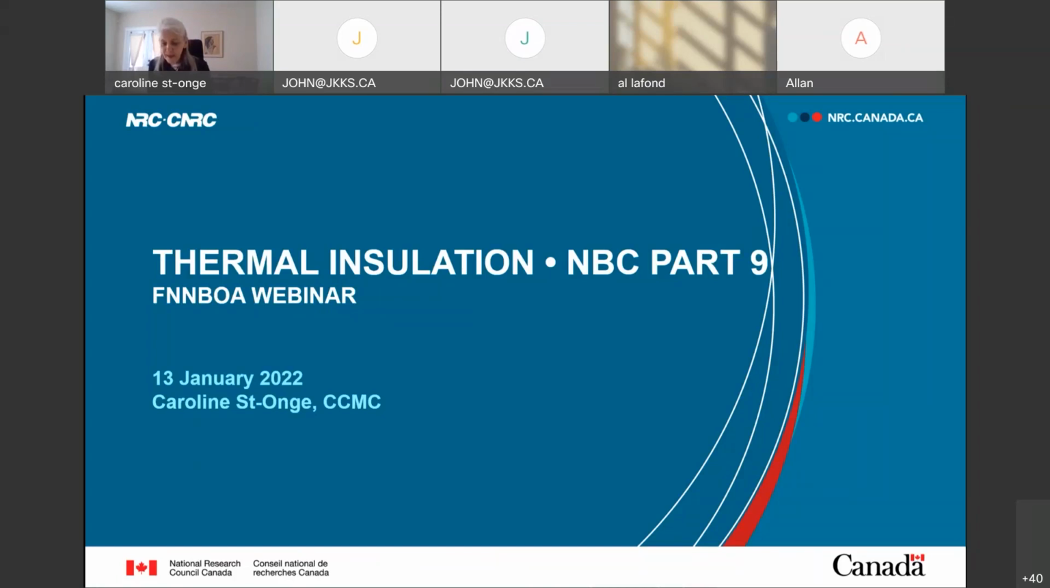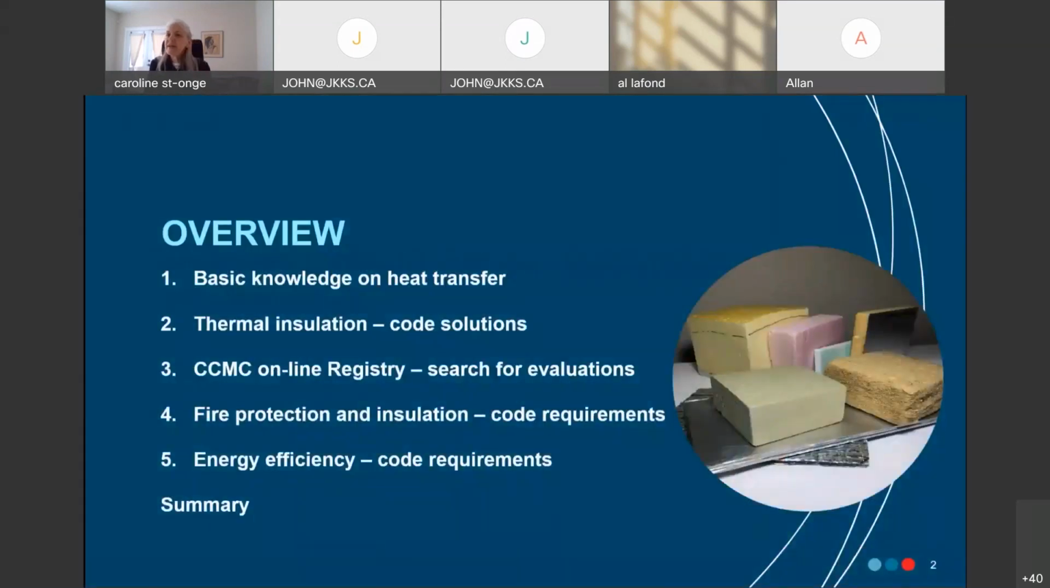So let's start without further delay the presentation, which is divided into 5 segments. I thought to first explain the basic knowledge on heat transfer, what are the modes of transfer, and how to control the heat transfer. As well, I'm going to explain the National Building Code Part 9 requirements for thermal insulation. Then I will show how to search for CCMC evaluation of thermal insulation using the CCMC online registry.